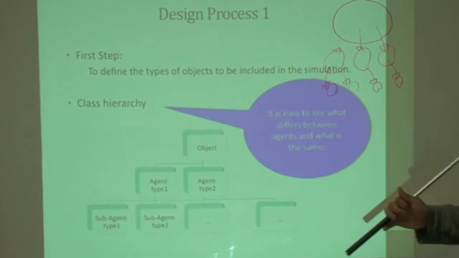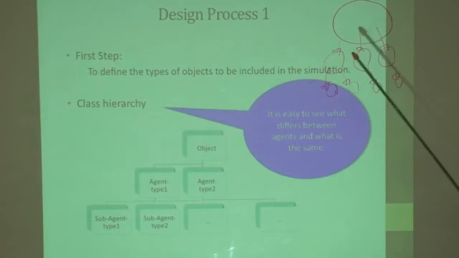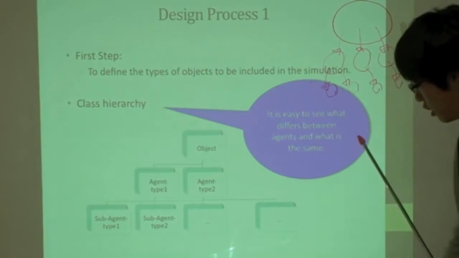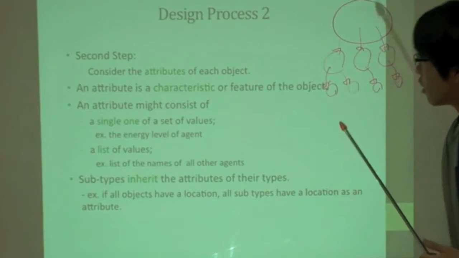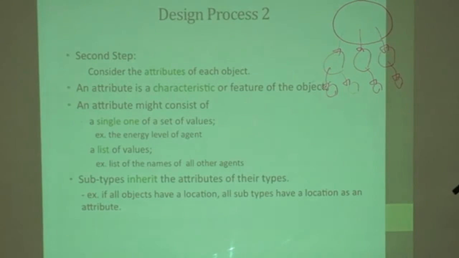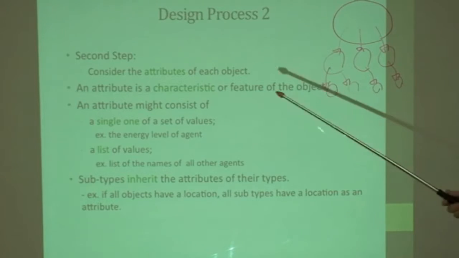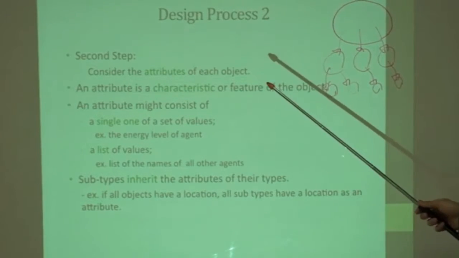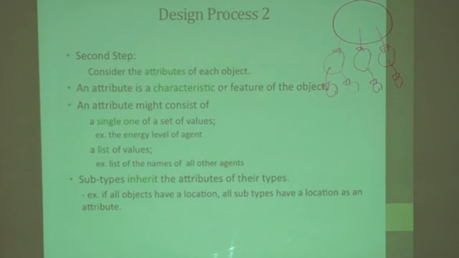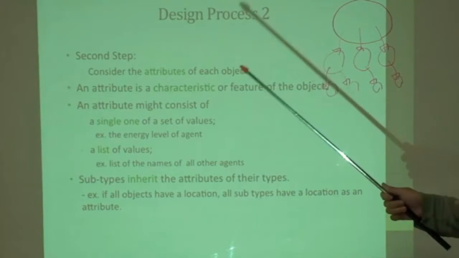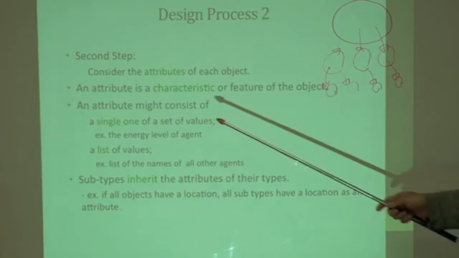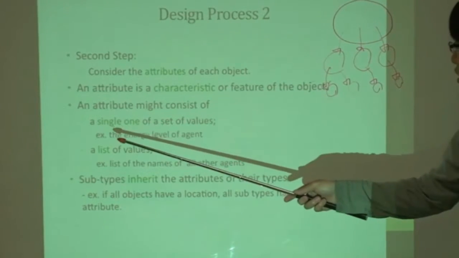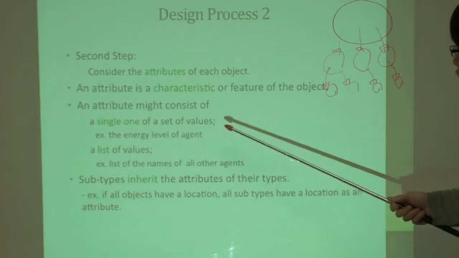So the first step is to define the types of objects to be included in the simulation. And this is the class hierarchy. Then process 2. The second step is to consider the attributes of each object. An attribute is a characteristic or a feature of the object. An attribute might consist of a single one of a set of values. For example, this is the energy level of an agent.